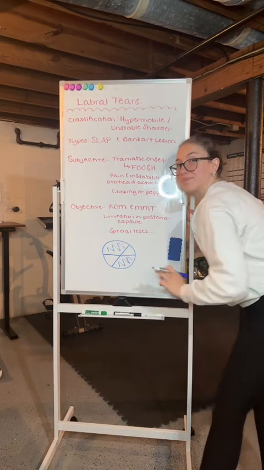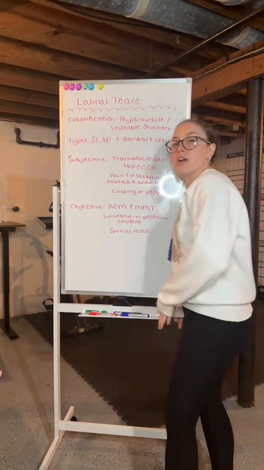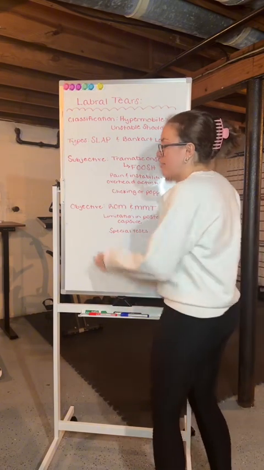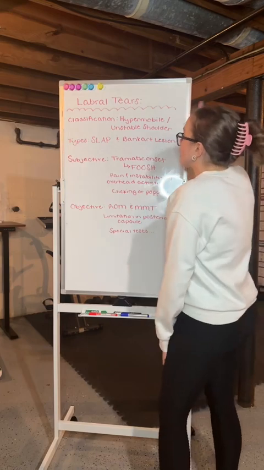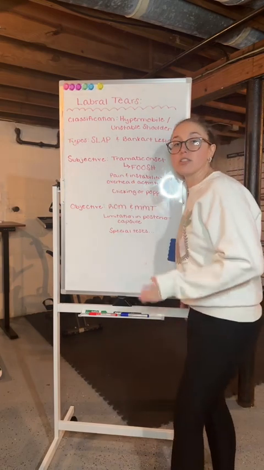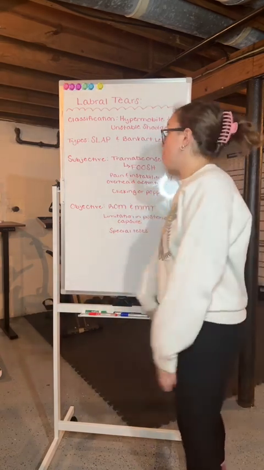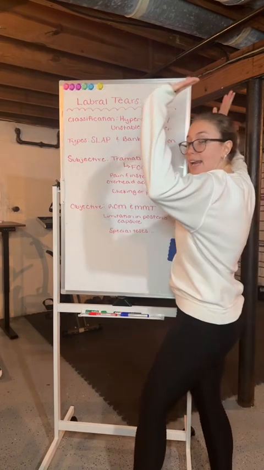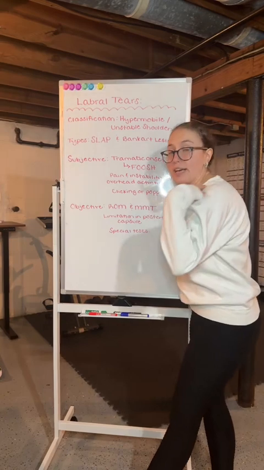The next 2 things I'm going to discuss are the subjective and objective findings. Remember, subjective is what our patient is reporting to us, and objective is what we as the physical therapist find during our evaluation. So, for labral tears, our patient's going to come in and report a traumatic onset, such as a fall on an outstretched hand or perhaps catching a very heavy object. Next, they're going to report pain and instability with overhead activities. And lastly, they might report a clicking or popping within that shoulder.